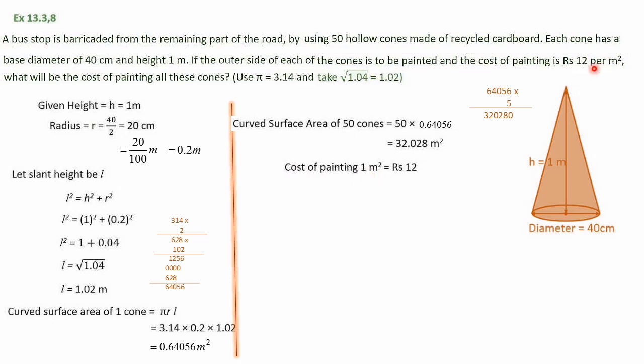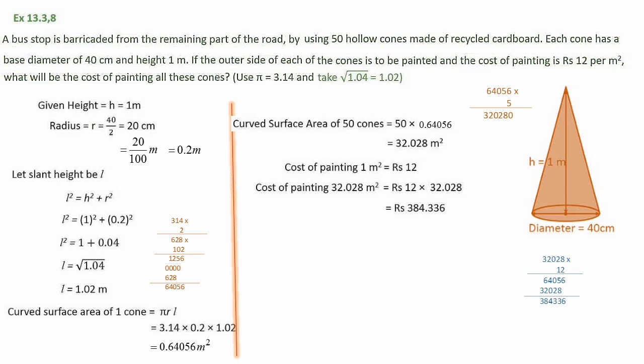Then cost of painting is given to us. Per meter square it is rupees 12. That means 1 meter square is rupees 12. We have 32.028 meter square of area. That is equal to 12 into 32.028. So 32028 into 12, when you multiply, you will get 384336. Just multiply and check. Then here after the decimal 3 digits are there, that means you will get the answer with 3 digits after the decimal, between 4 and 3 the decimal will come.